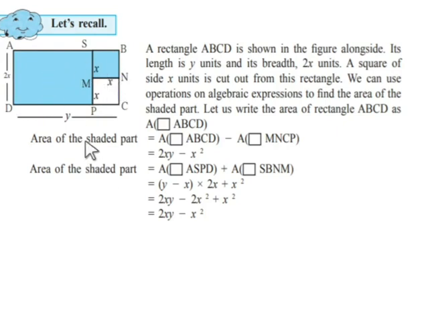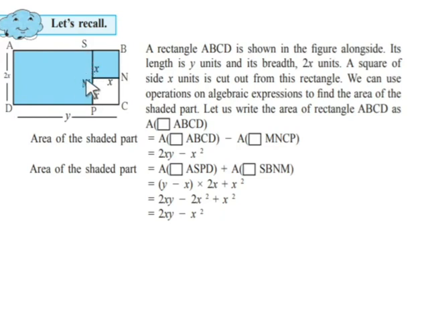Whereas in the second case, we can find the area of the shaded portion by adding the area of rectangle ASPD and the area of square SBNM. If you add the area of rectangle ASPD and the area of square SBNM, you will get the area of the shaded portion.